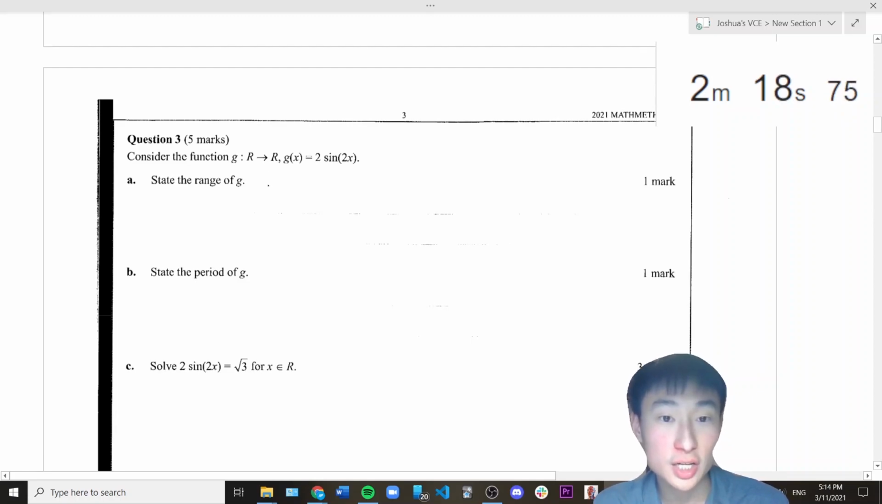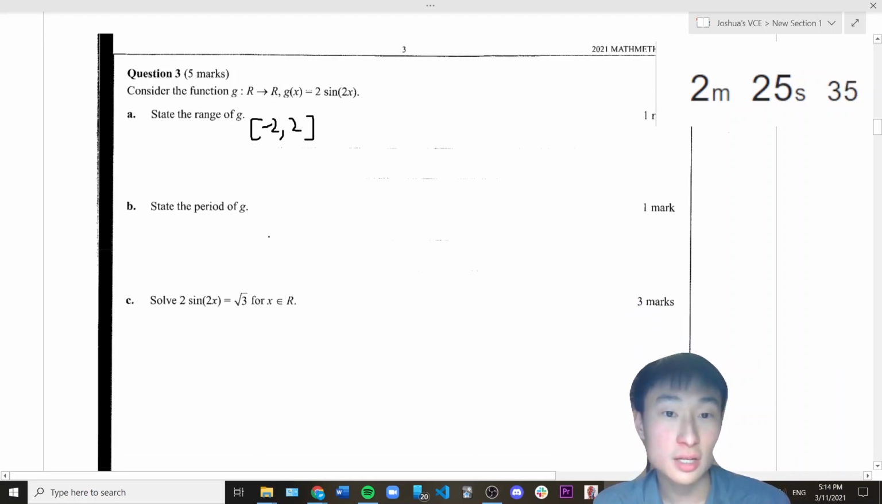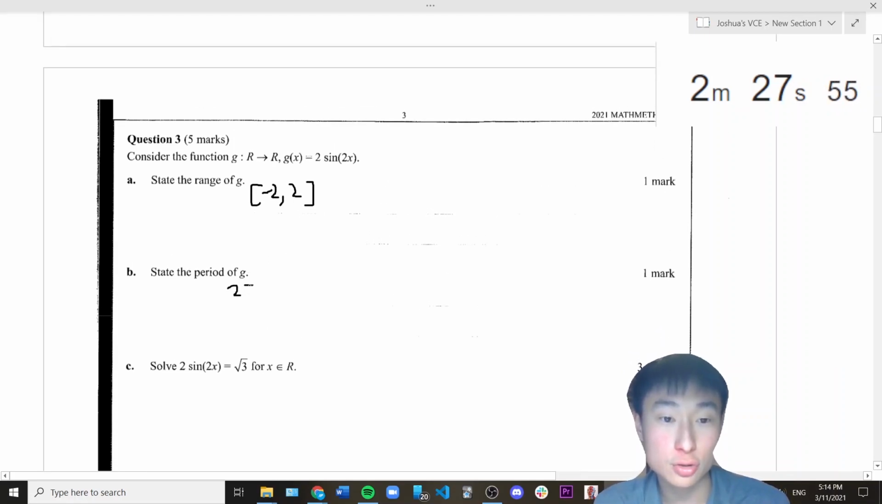Range of g. g is a sine graph with amplitude 2. So the range of g is -2 to 2. State the period. That's 2 pi over 2, which is pi.